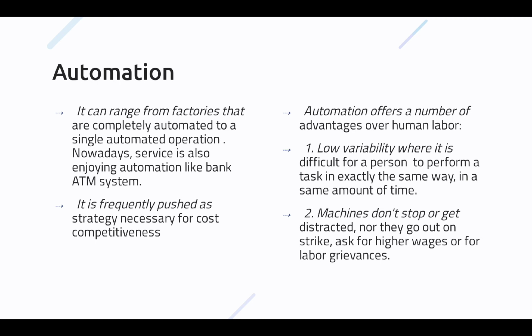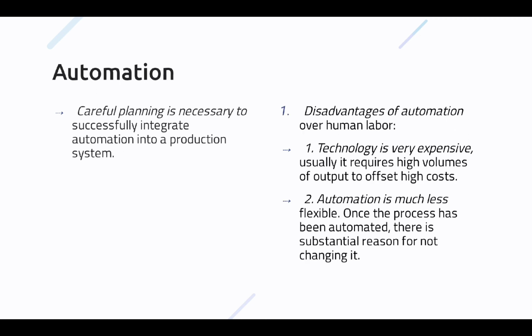1. Low variability, where it is difficult for a person to perform a task in exactly the same way in the same amount of time. 2. Machines don't stop or get distracted, nor do they go on strike asking for higher wages or for labor grievances. The disadvantages of automation over human labor are: 1.